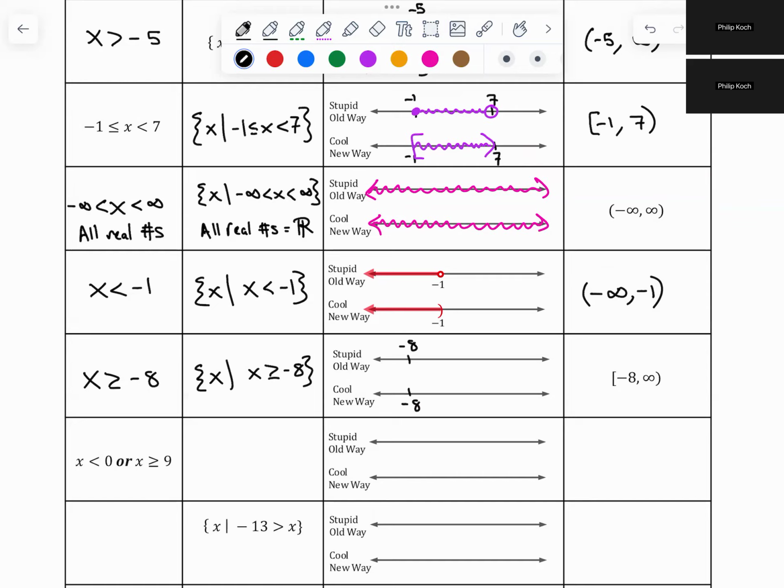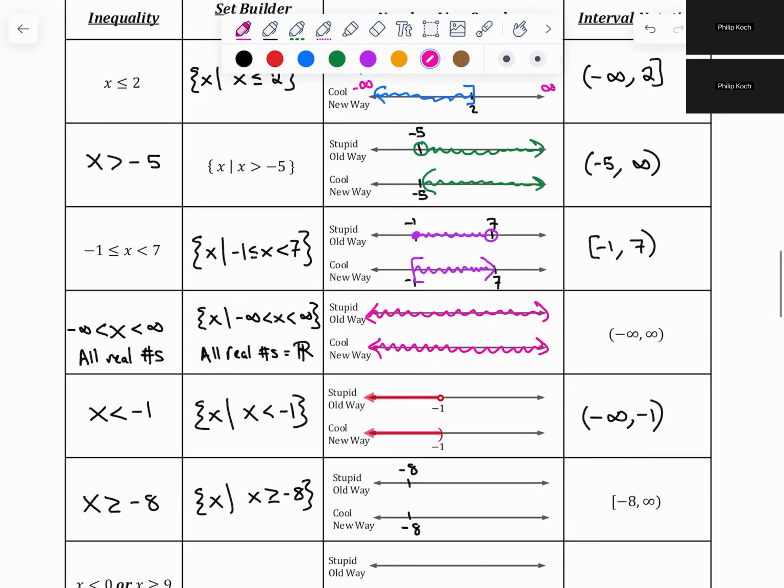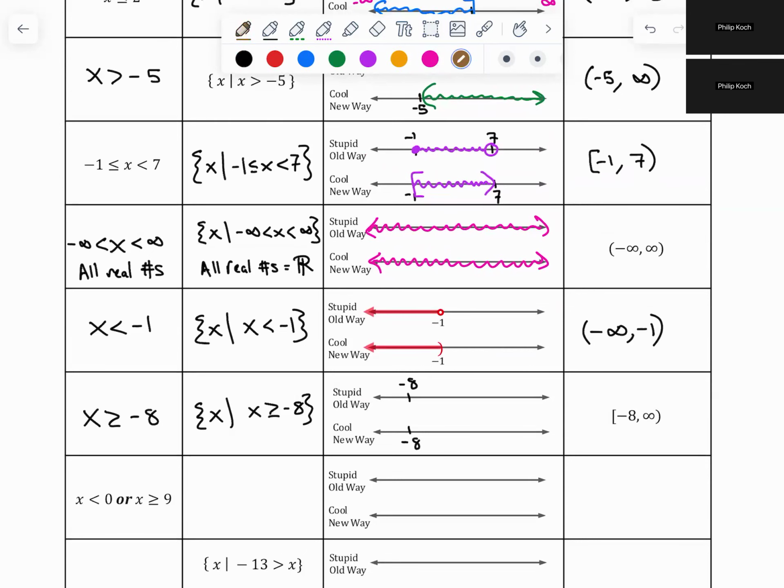It doesn't matter where you plot it. You could put it right in the middle. We're not worrying about scale. It's just a way to visualize it. It's all the numbers that are larger than it, so we're going to go to the right. Let's use brown. Solid dot because it can be included, all the way on and on forever, or a bracket and then on and on forever.